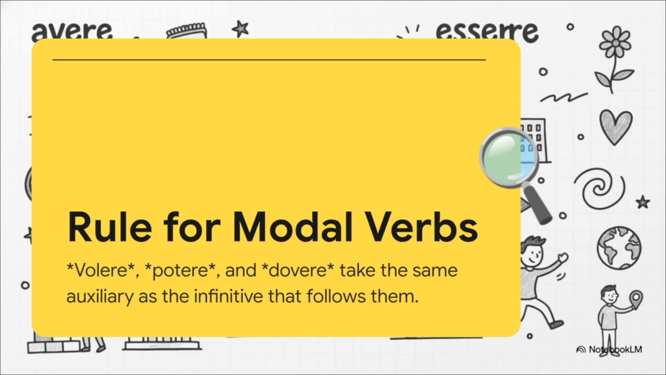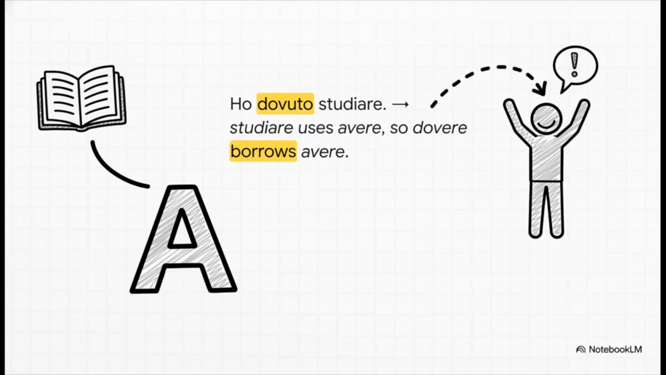These modal verbs are basically followers. They don't make the decision themselves, they just look at the main verb that comes after them and they borrow its helper. They just follow the leader. That's it. Okay, let's make this real. Take the verb studiare, to study. You study what? You study a subject, right? It takes a direct object, so it uses avere.